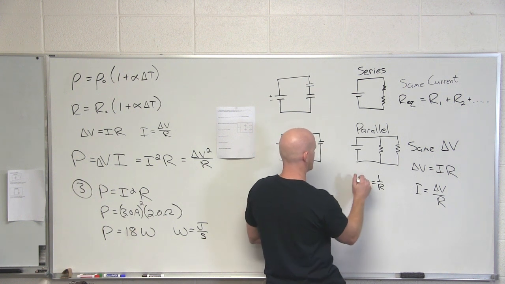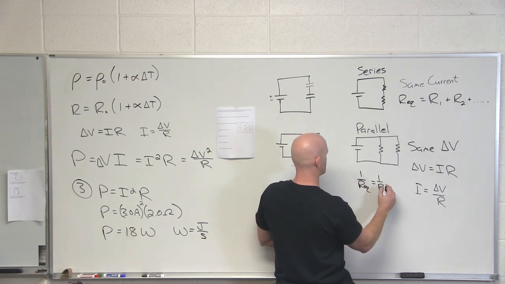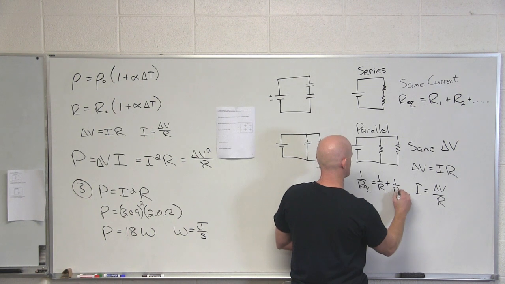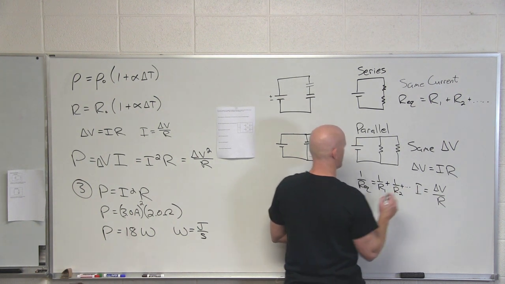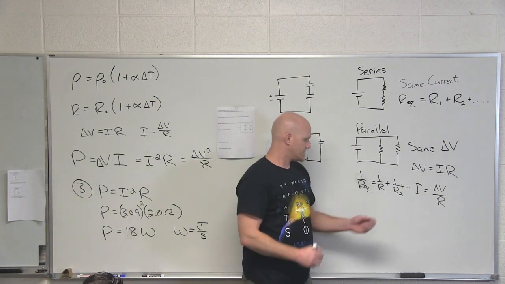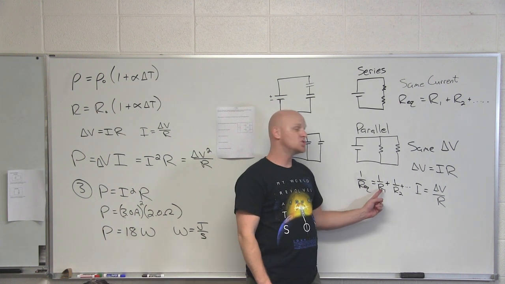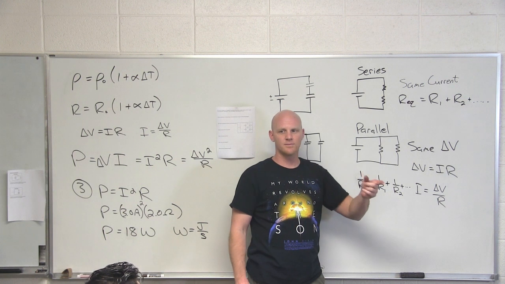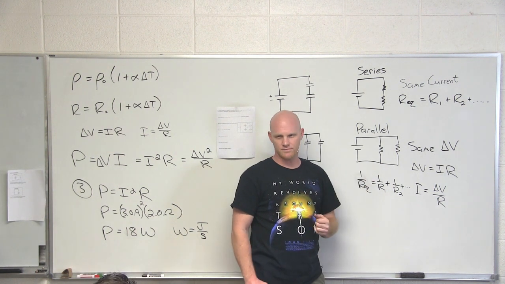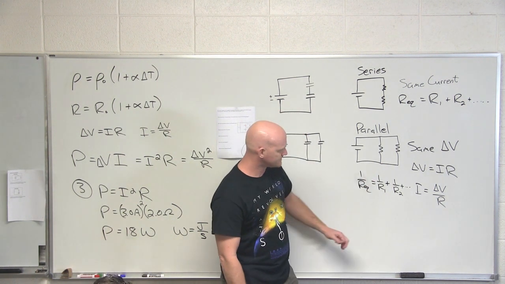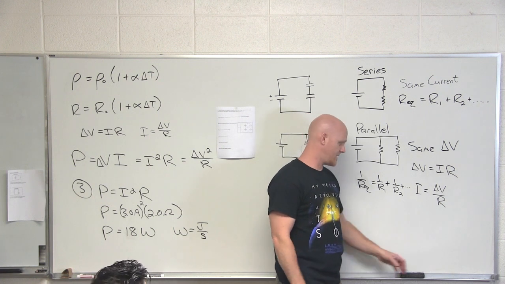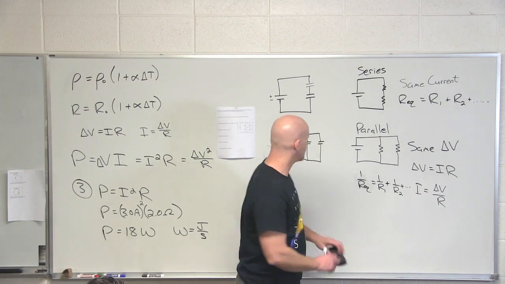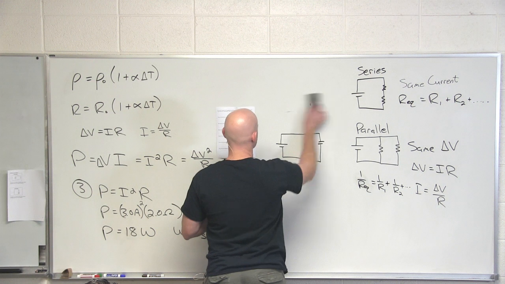It's 1 over the equivalent resistance. Cool, if you recall, there's a little trick for this though. As long as you only have two resistors, when you add them as reciprocals, you can simply multiply them and then divide by the sum of them. So the product over the sum. Again, it only works when you have two of them. So let's explore this a little more here. Let's get rid of these capacitors now.